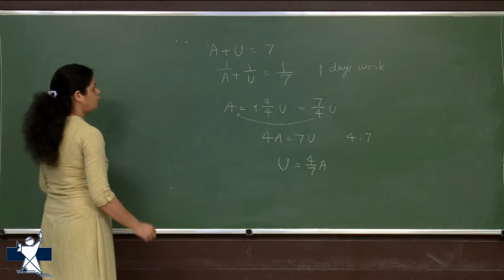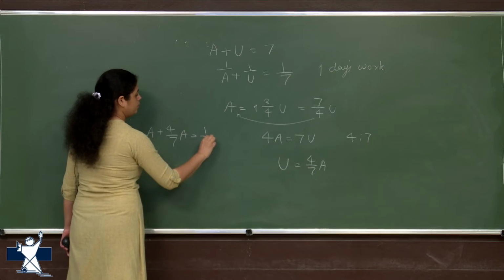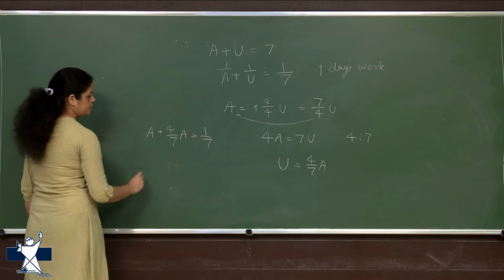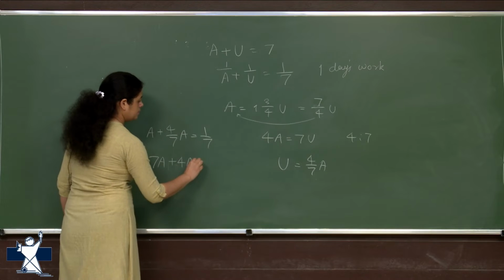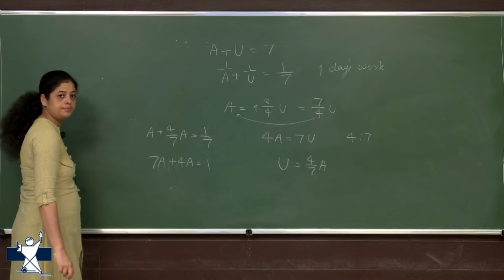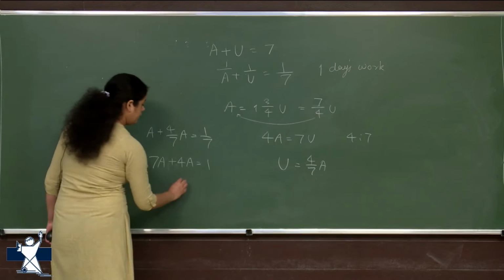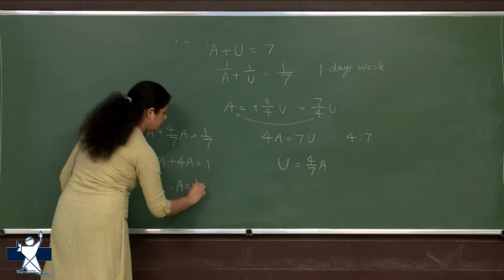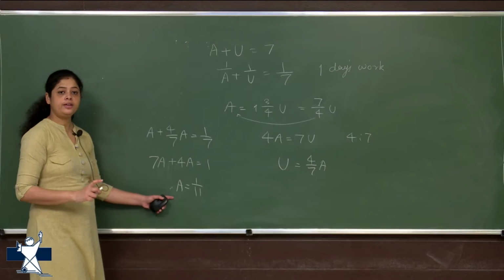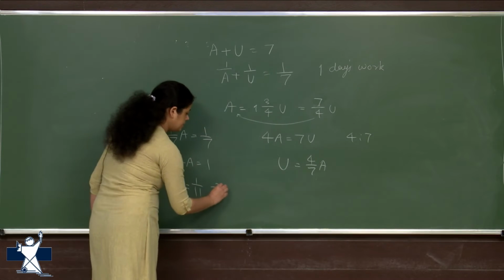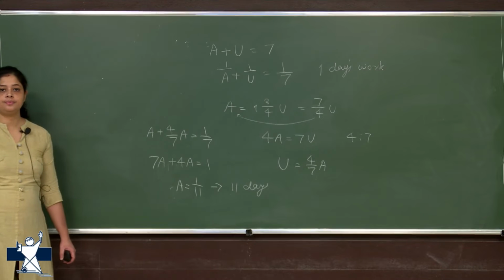Right? Now we can replace this 4 by 7a. a plus 4 by 7a is equal to 1 by 7, 1 day's work. So take the denominator common. 7 will get cancelled out. Right? So we have here a is equal to 1 by 11. So this is Asha's 1 day's work. So how many days will Asha take? 11 days. That means Asha is taking 11 days. Just take the reciprocal and you will get the answer.